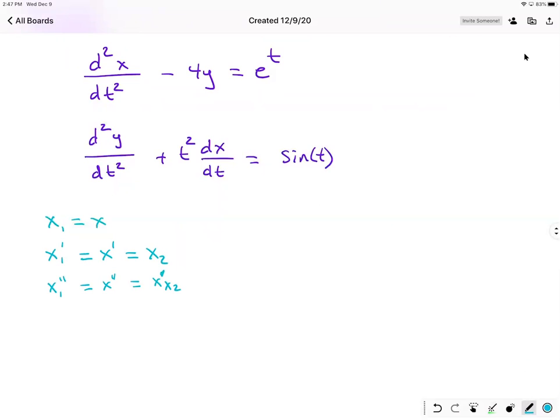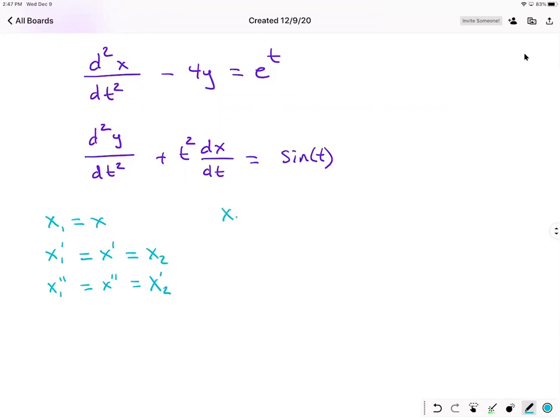Then I'm going to continue on. I've written that kind of goofy because it was messy, so let me try and make it look a little nicer. This is the first derivative of x2. So x1, take the second derivative, that would be the same as taking the second derivative of x, and that's equal to the first derivative of x2.